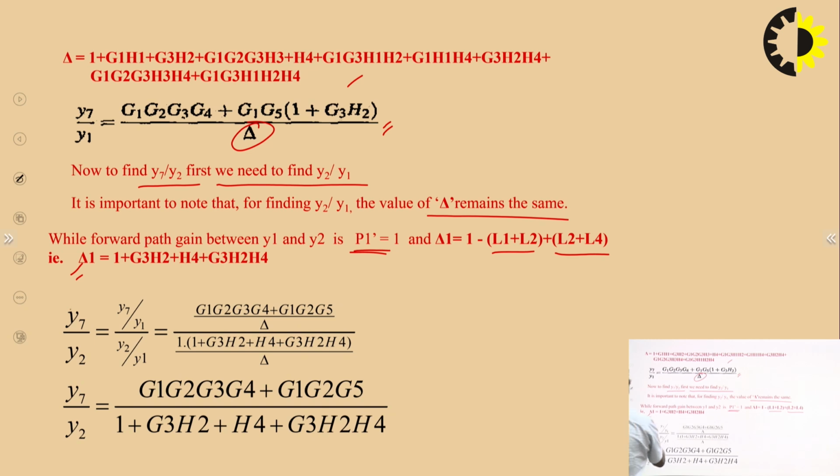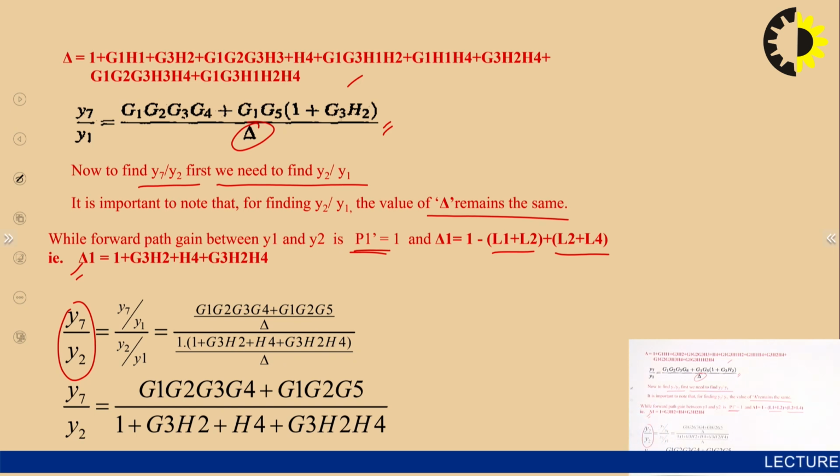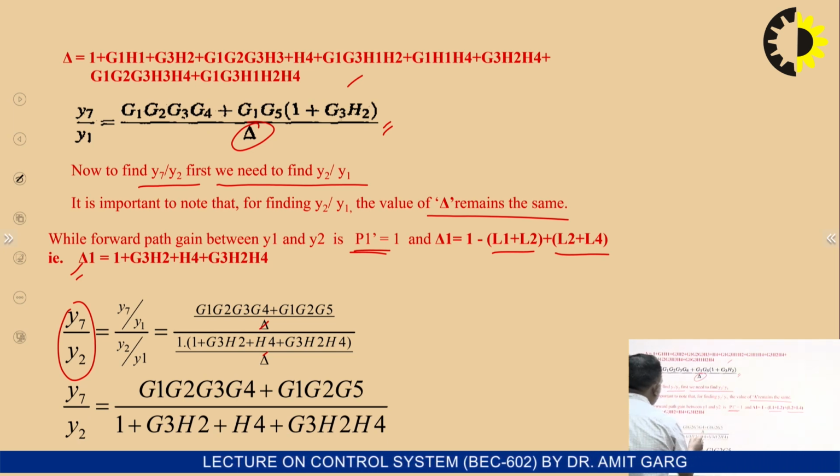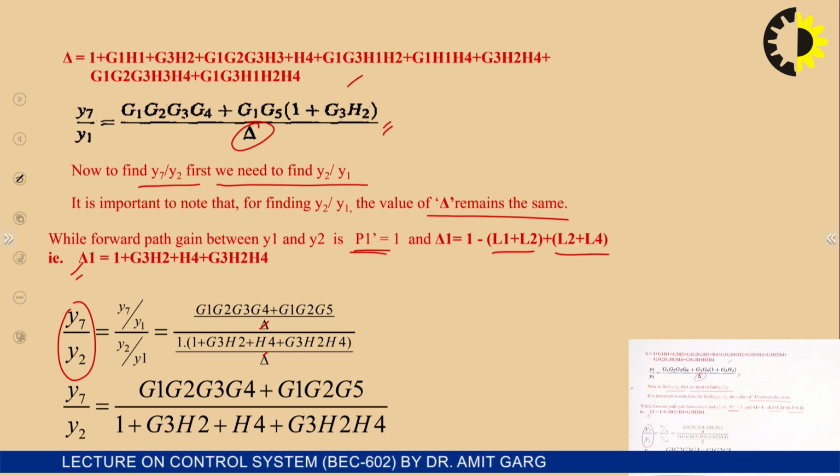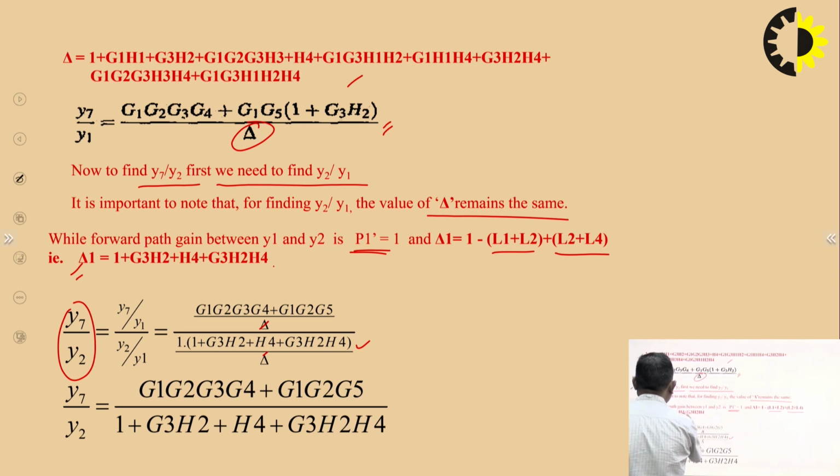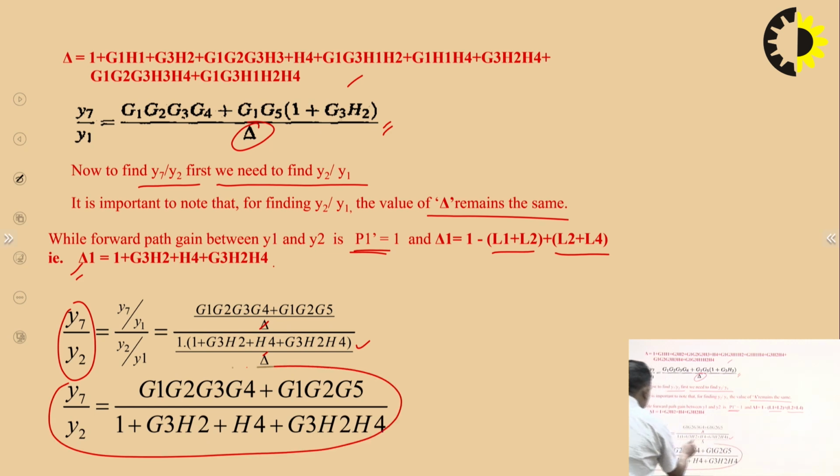Now if you have to find y7 upon y2, you can write it as y7 upon y1 divided by y2 upon y1. Because delta will be in the denominator of both, it will vanish like this. So there is no need to calculate the value of delta. You can put in the values of y7 upon y1 and y2 upon y1. So y2 upon y1 is P1 delta 1 upon delta. So delta will cut down, and y7 upon y2 can be found like this.